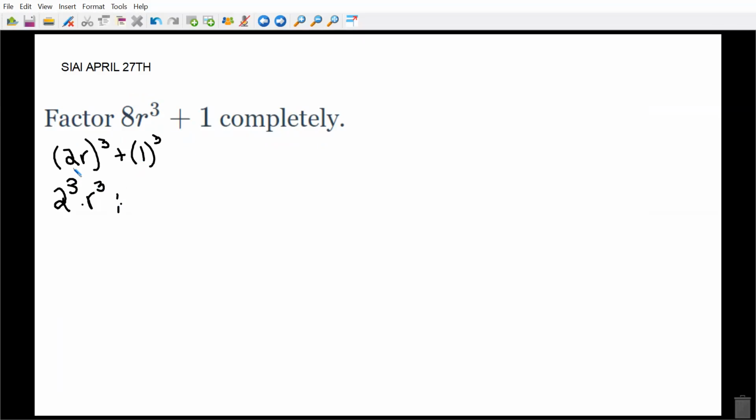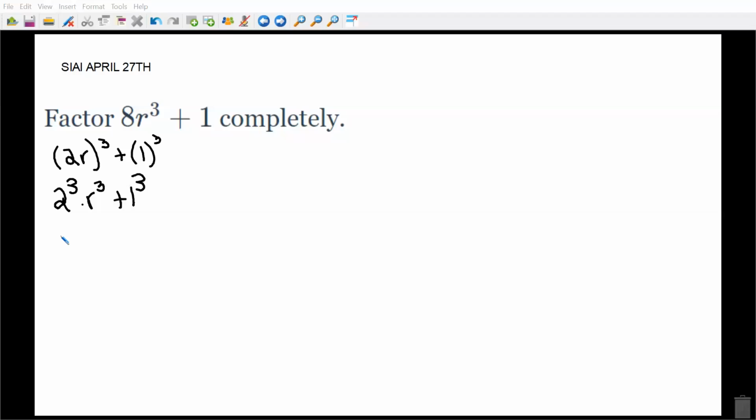Okay, so as I mentioned before, 2r to the third power plus 1 to the third power. This is the same as 2 to the third times r to the third plus 1 to the third power. Teacher, is times. Sorry? 2 to the third power times r to the third power. Yes, look at the symbol here.